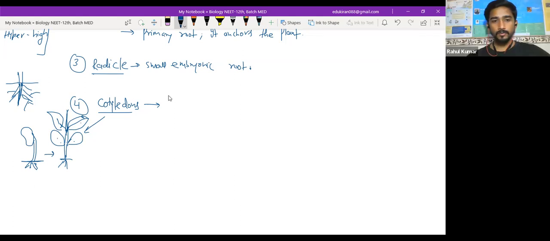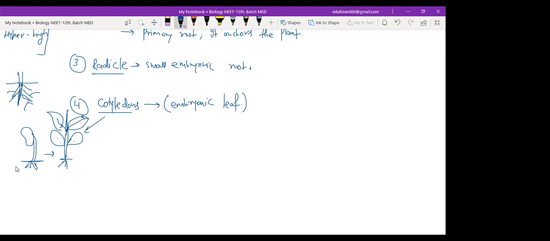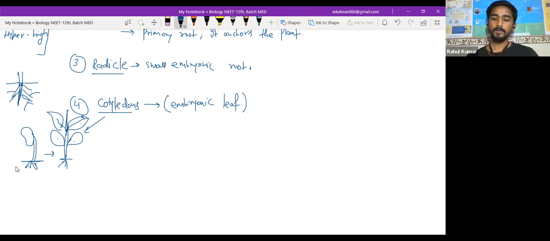So, they are also known as embryonic leaf. Wherever the word embryonic leaf is used, it is used for cotyledons, which is not a true leaf. It is not a leaf-like structure. Okay, everyone? Yes. Okay.